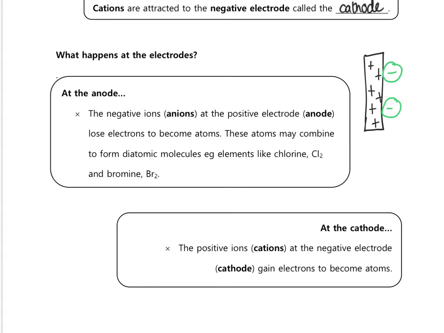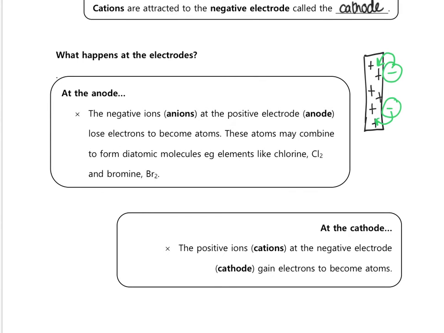Because the anions are negative, what that means is that they have an excess of electrons. So if you think, for something to be negative, it must have more electrons than protons. And so what happens at the anode is that the anions give some of their electrons to the anode. Okay, so if they give electrons to the anode, they then become neutral overall. So they lose their negative charge and they become atoms. When they have an overall charge of neutral, that's then back at atoms.